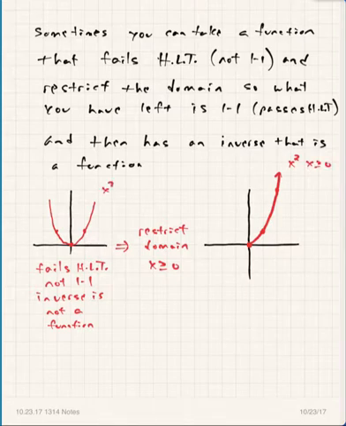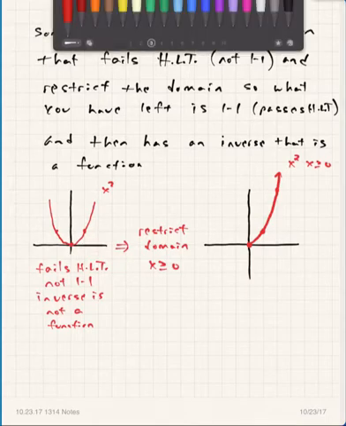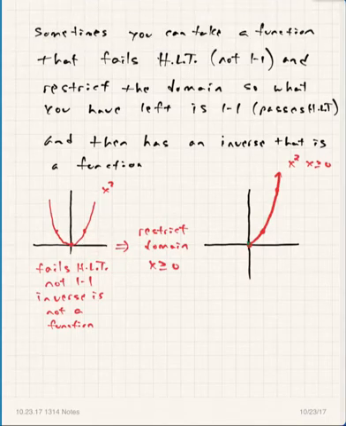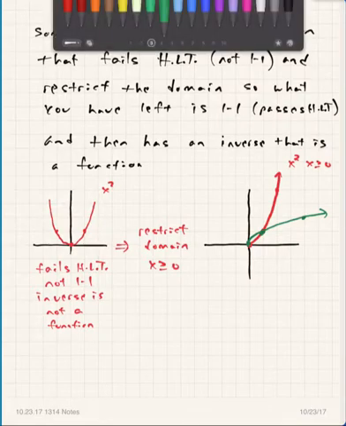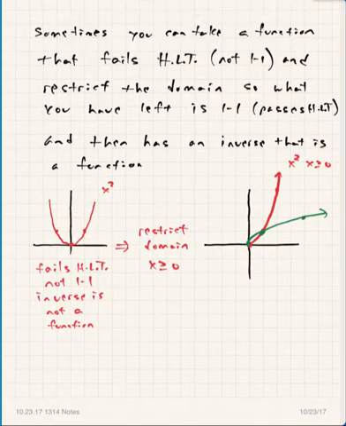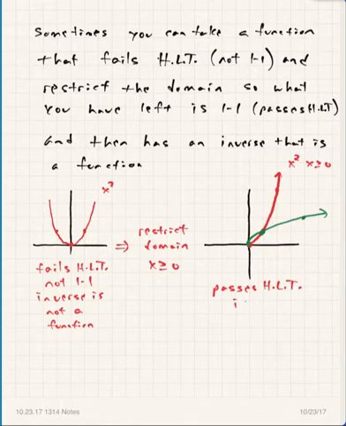And what happens in this case? Now the inverse, if you look at the inverse of this graph, the inverse looks like this. It's just the upper half of this parabola that opens to the side. And that graph is a function. So what did we do? We took the original graph, we restricted the domain, we just looked at x values greater than or equal to 0, and we got a graph that passes the horizontal line test. So this one is one-to-one, and the inverse is a function.